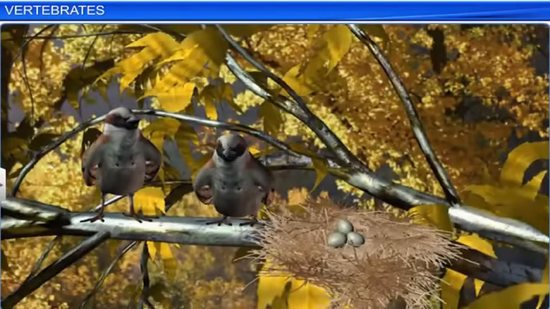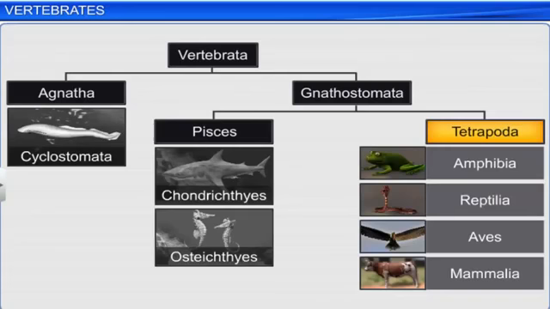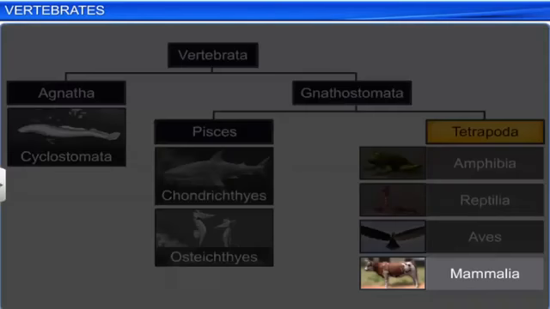In birds, the sexes are separate and fertilization is internal. They are oviparous and exhibit direct development. Malurus, Corvus, Columba, Psittacula, Struthio, and Pavo are some common examples. The last class under subphylum Vertebrata is Mammalia.